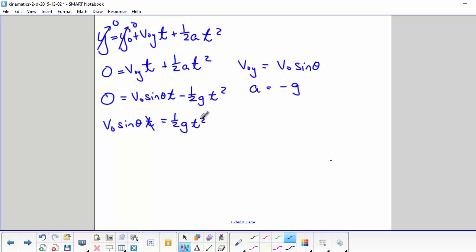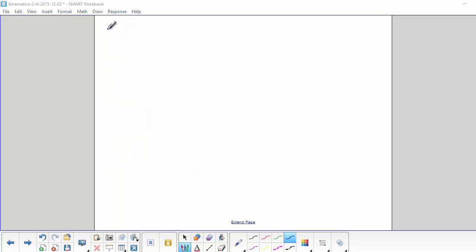Divide both sides by t. Now if we solve for t, we're going to multiply by 2 and divide by g. So we get t equals 2 v naught sine theta over g, and that is equal to the total time in the air.